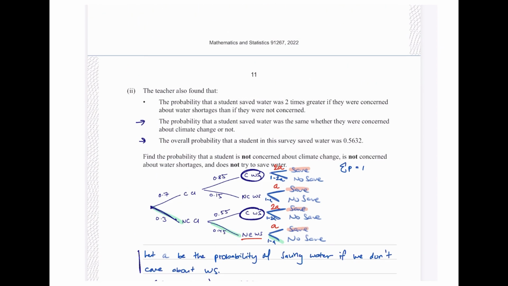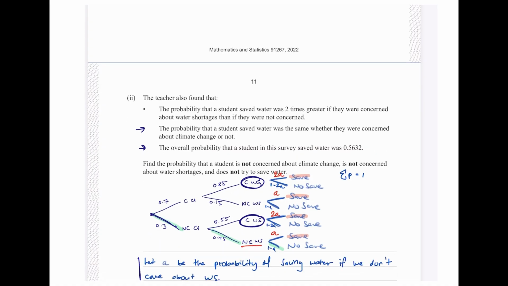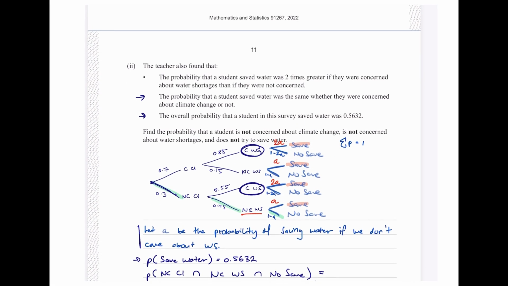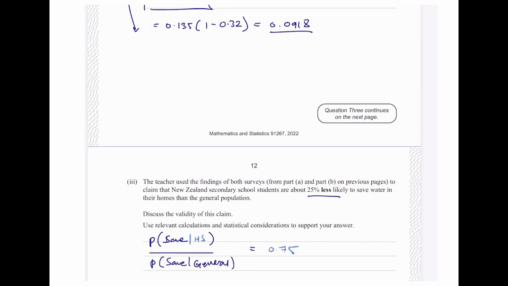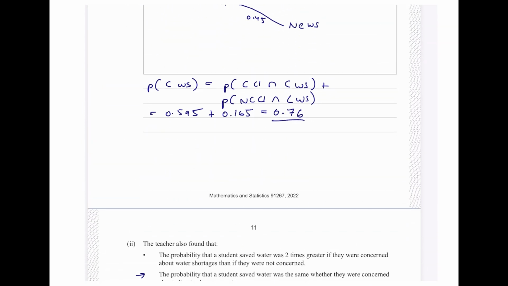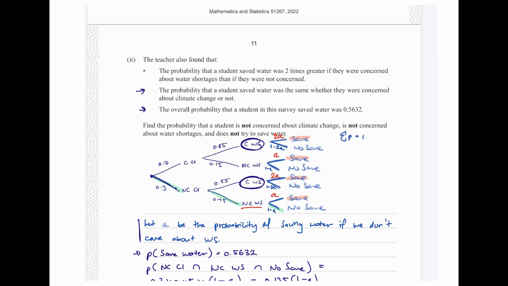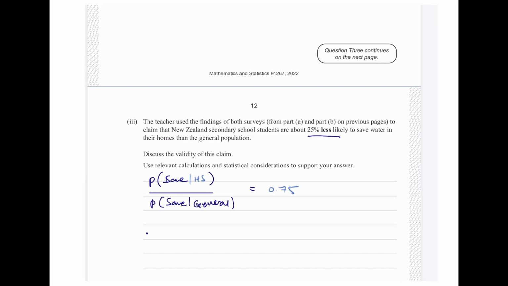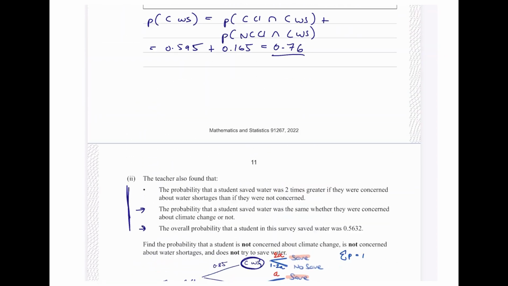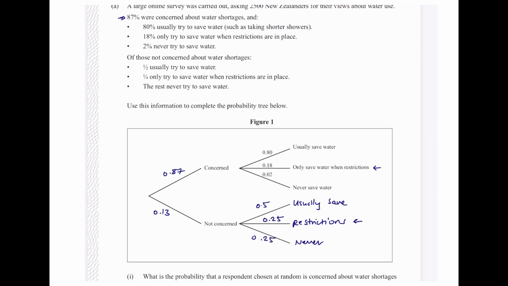So the probability that, given that we are in high school, we're going to save water. Where is our high school? Is it here? Yep. So this is our high school survey: 0.5632. And divide that by, given that we are part of the general public, what's the probability that we saved water? So we need to go all the way back up. So this is our general survey.